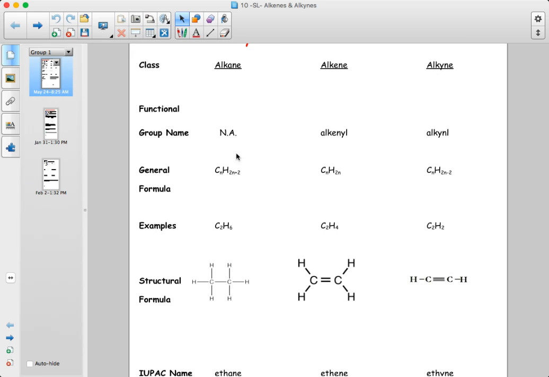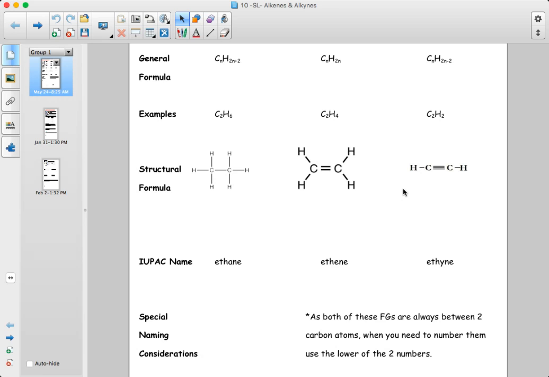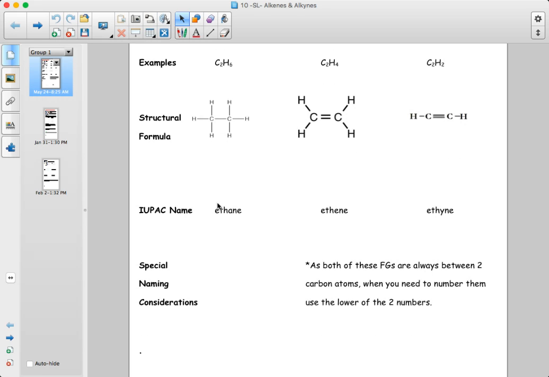General formulas, if this is the alkane, CnH2n+2. The alkenes are CnH2n, so they always have two fewer hydrogens than the corresponding alkane. And the alkyne, because of the triple bond, is actually missing four hydrogens, so they end up with CnH2n-2. So as specific examples, we've got ethane, ethene, and ethyne. The eth corresponds to the two carbons, and you can see the naming suffix, the ane versus ene versus yne, refers to the functional group or lack thereof.